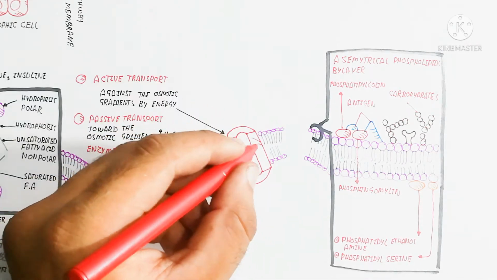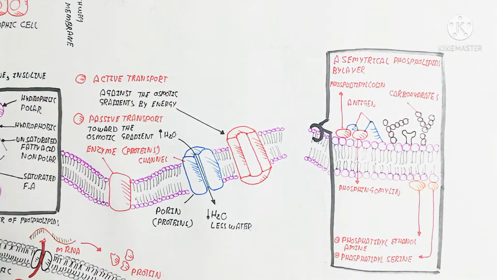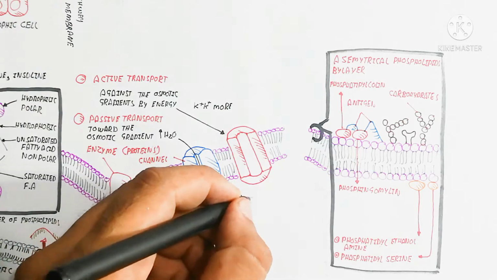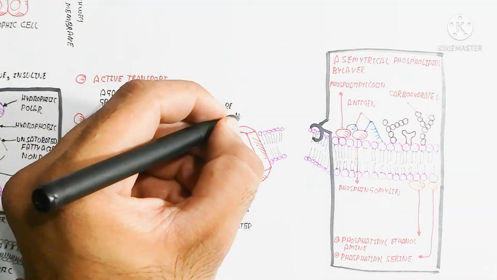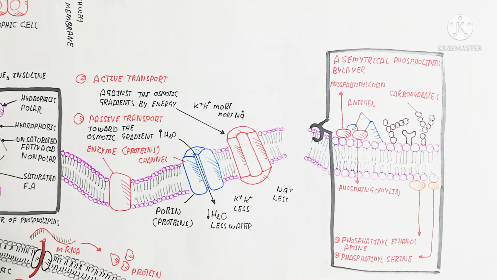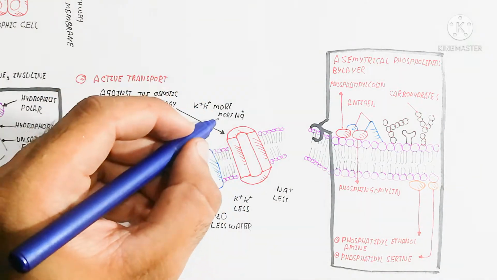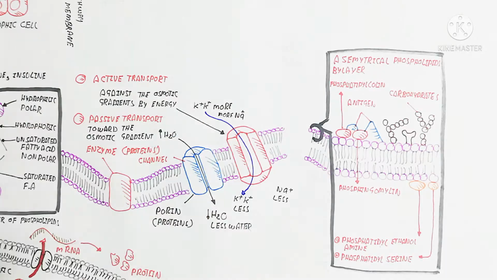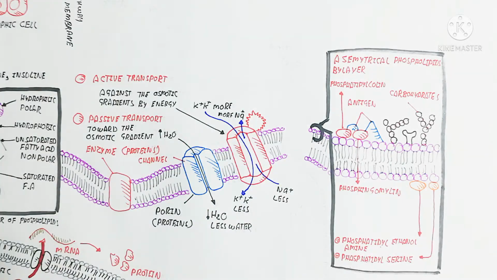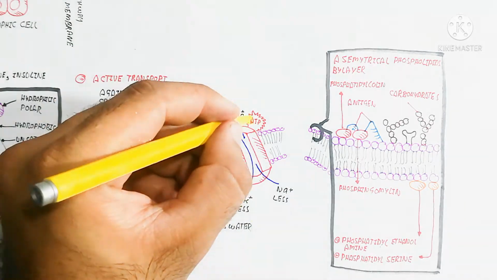So the porin contains a protein, an integral protein channel, which allows water to move inside due to the osmotic gradient. It means the inside has less water and the outside has more. The requirement of water inside is more, so the semi-permeability of this membrane allows the water to move inside from the outside. Now let's understand active transport.